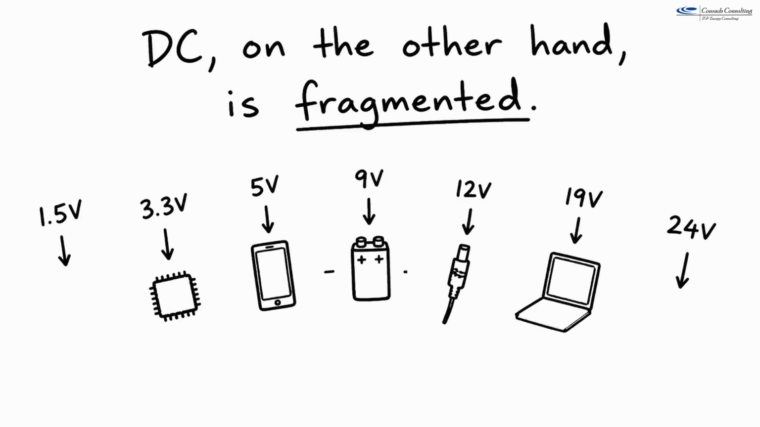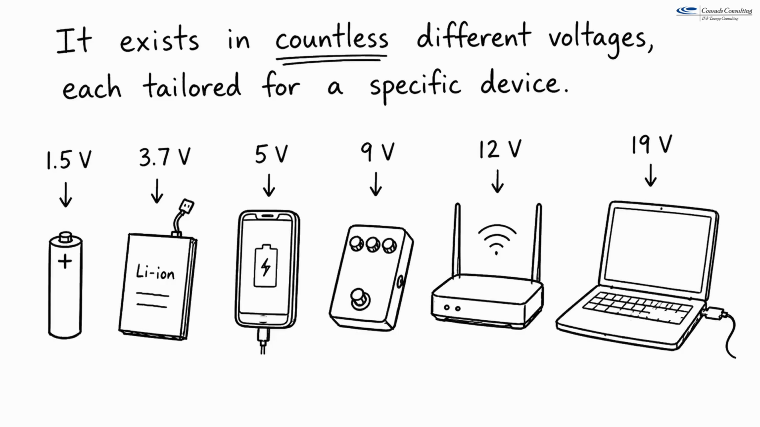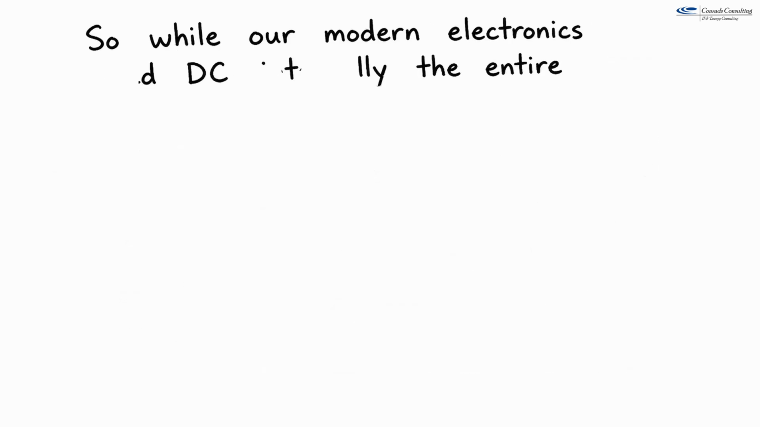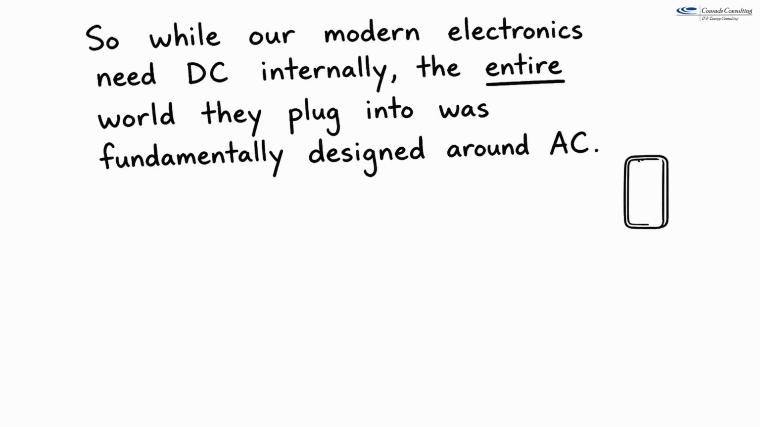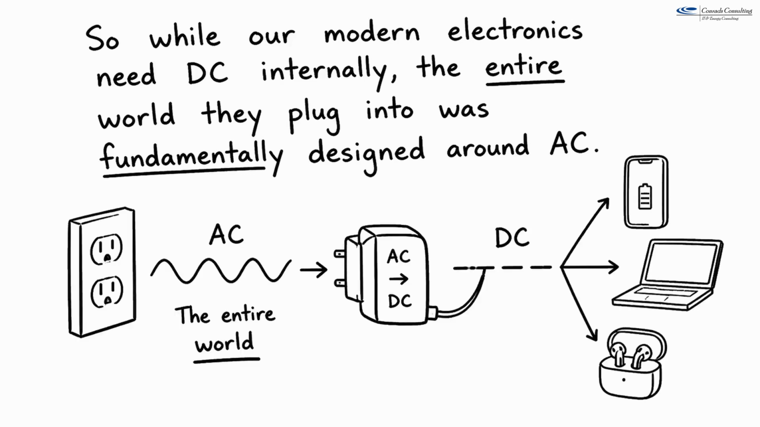DC, on the other hand, is fragmented. It exists in countless different voltages, each tailored for a specific device. So while our modern electronics need DC internally, the entire world they plug into was fundamentally designed around AC.